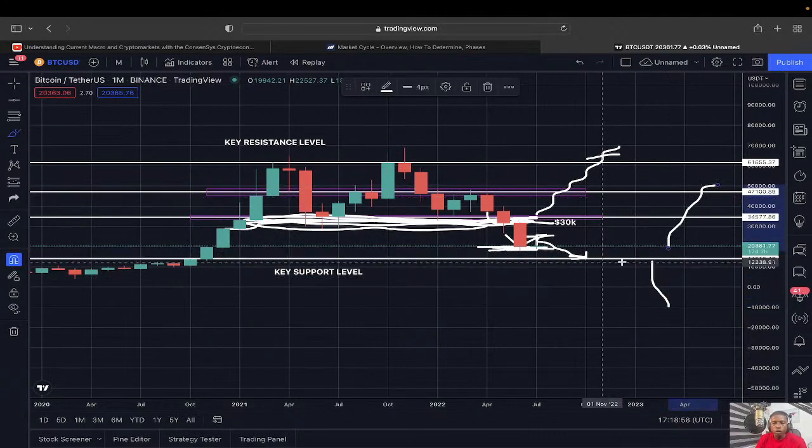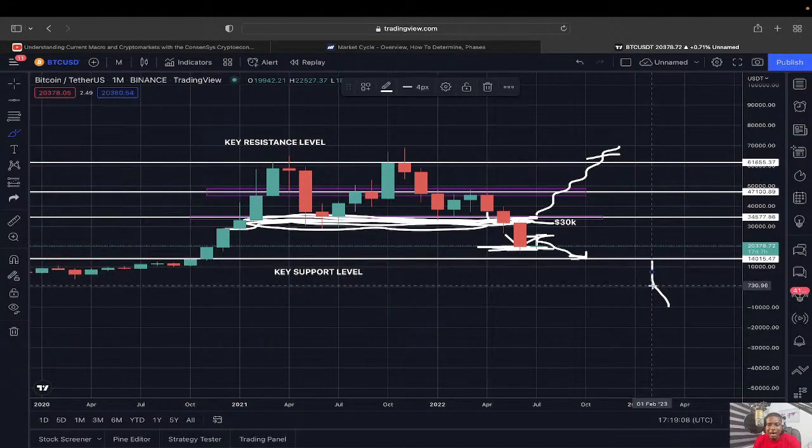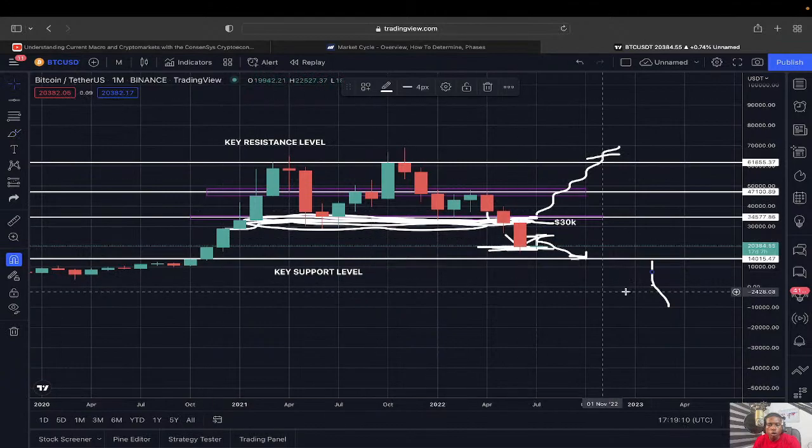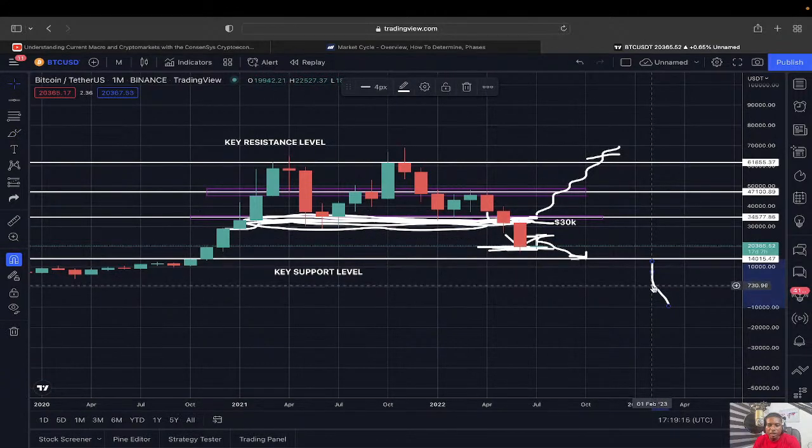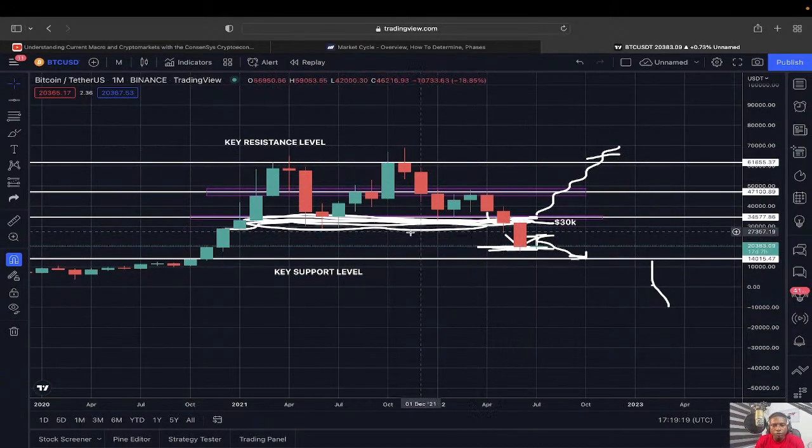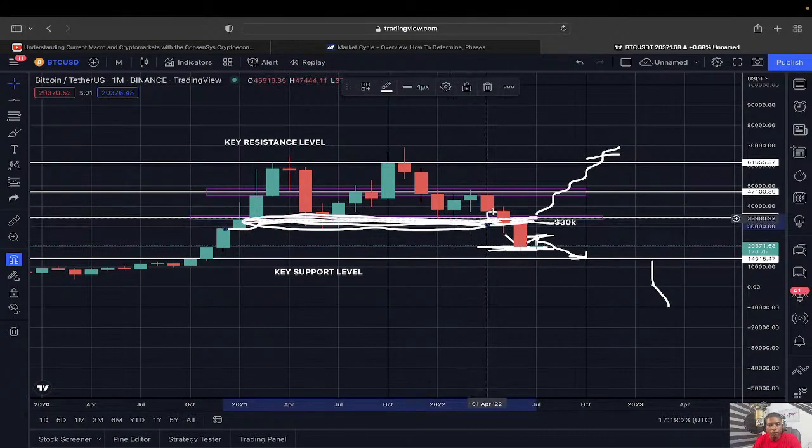So now let's take it further to the lower time frame and have a clearer view of what to look out for in the Bitcoin analysis. Pardon me, let me clear off this chart so it doesn't look messy.